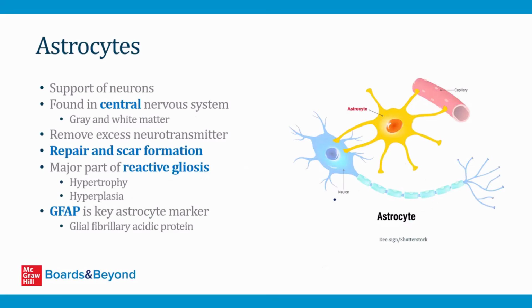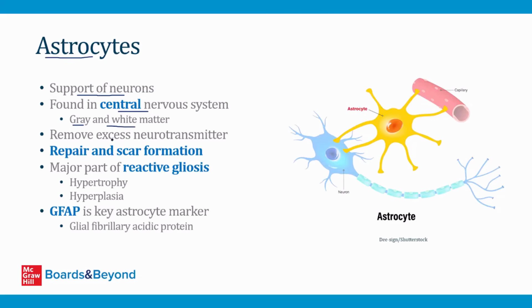Okay, so now that we've gone through that, let's talk about some more cells of the nervous system, and we'll start by talking about astrocytes. So astrocytes are cells that support neurons. They're found in the central nervous system. You can find them in the gray matter and also in the white matter. They have a number of important roles.